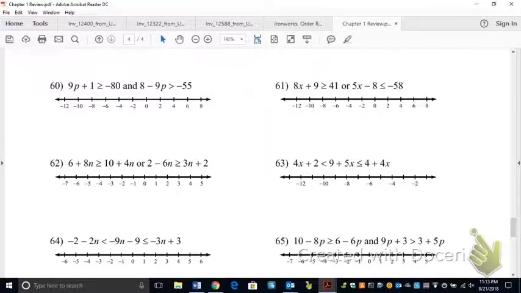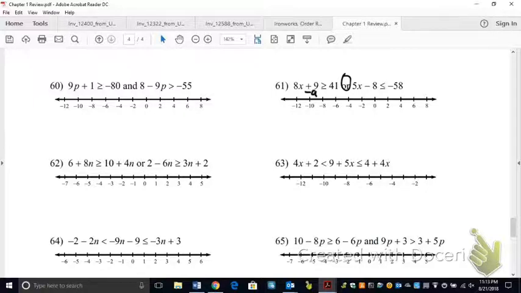61, again we have an or. So we're going to have the arrows pointing opposite. If you ever have an or and they're pointing at each other, you probably did something wrong. If you have an and and they're pointing away from each other, you probably did something wrong. So make sure that your answer makes sense in light of what we're doing.